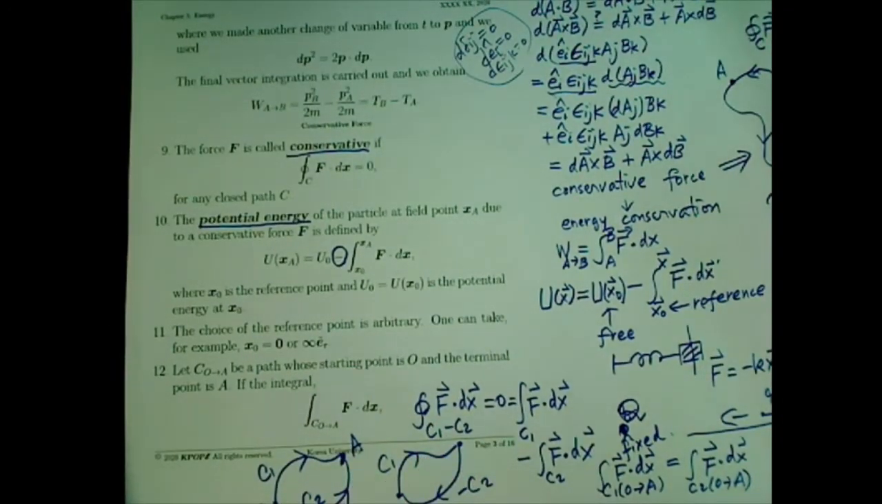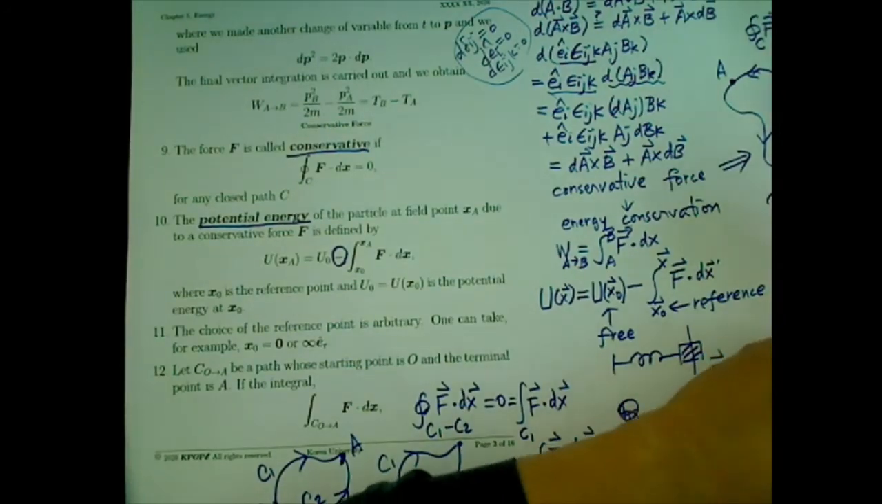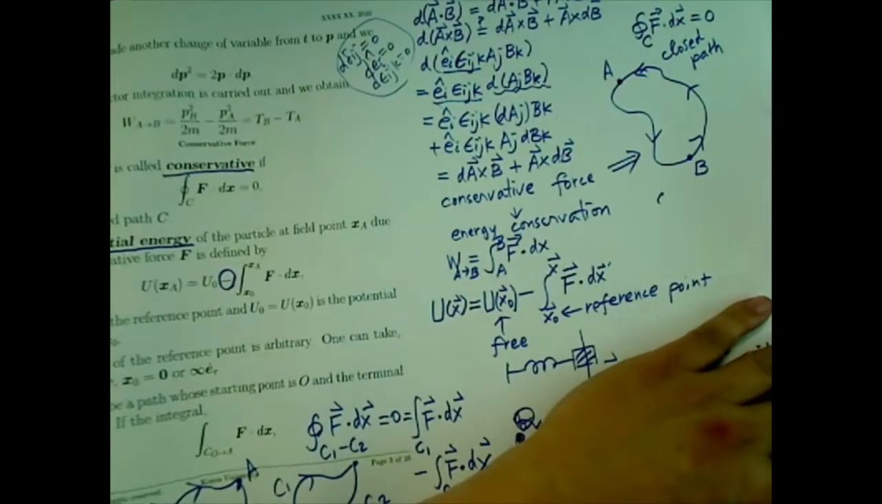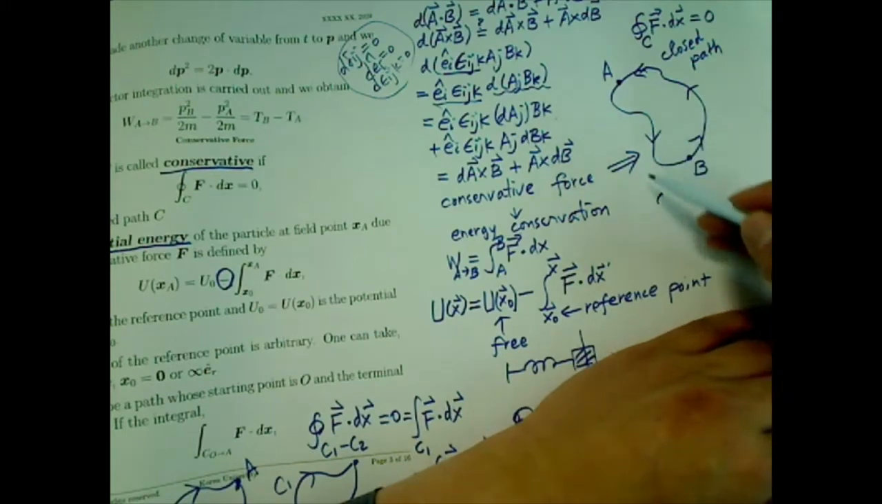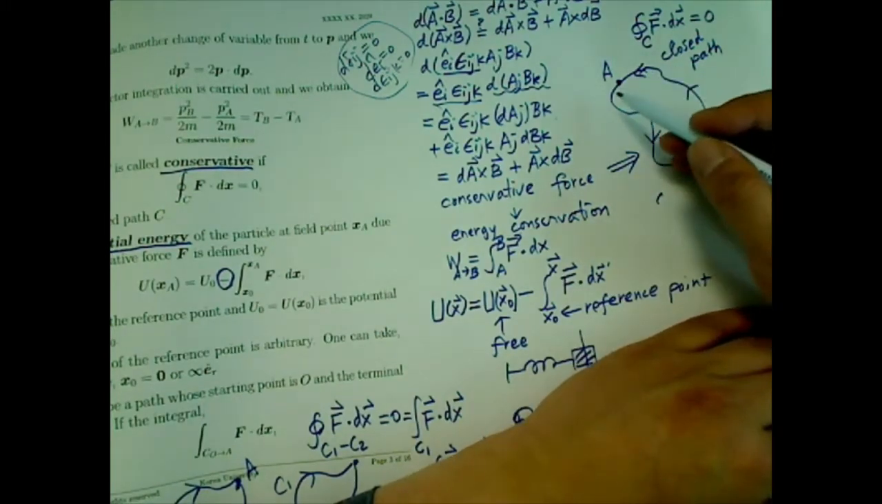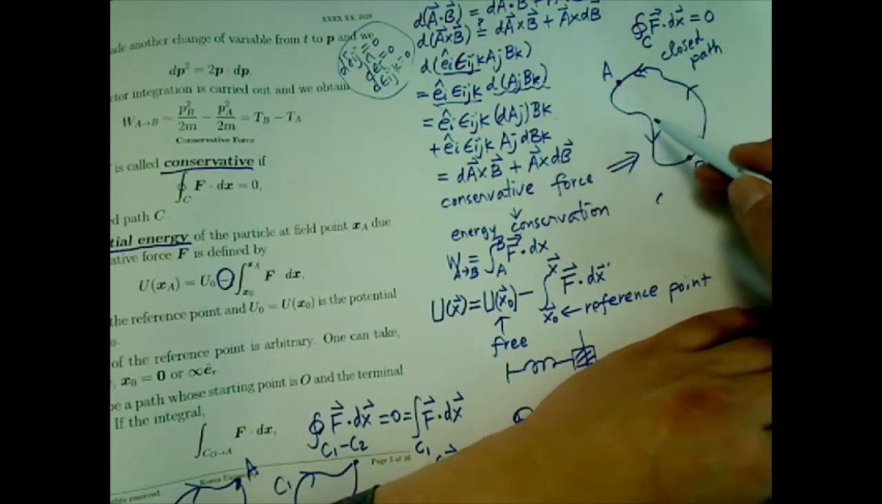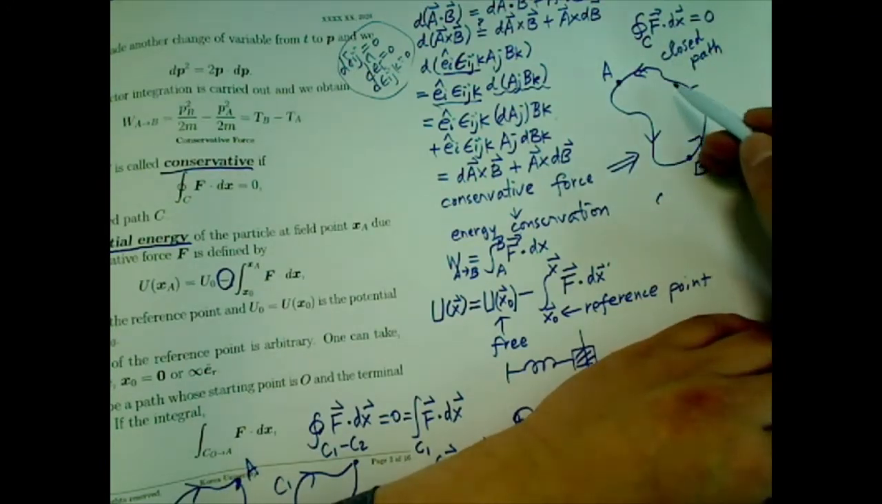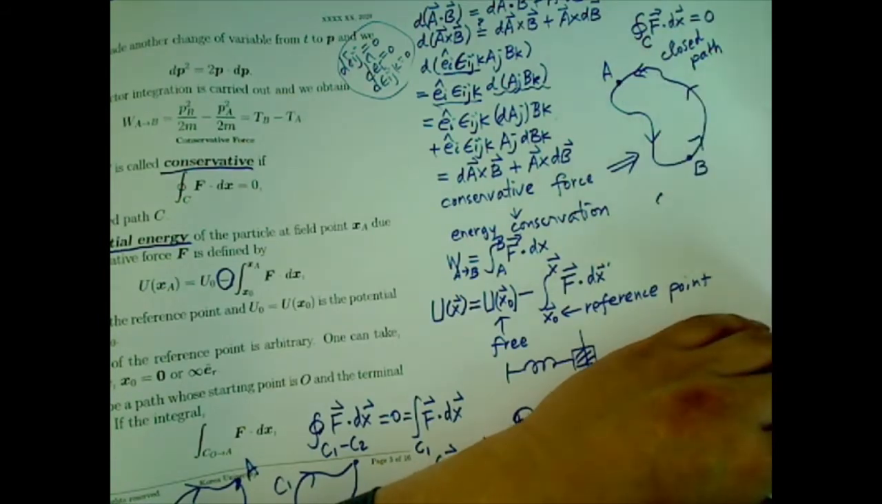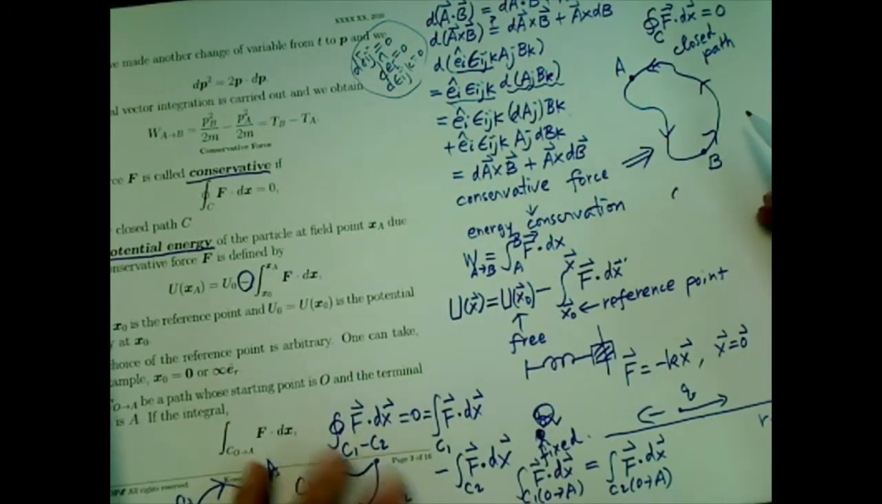A path C is given here. We start from A, arrive at B, and return to the original place. So this is a closed path. This integral should be the work done by the force during this motion. And this is 0. Then we call this conservative.